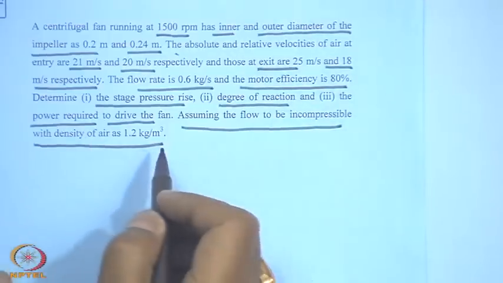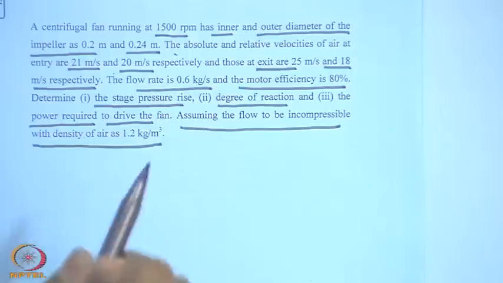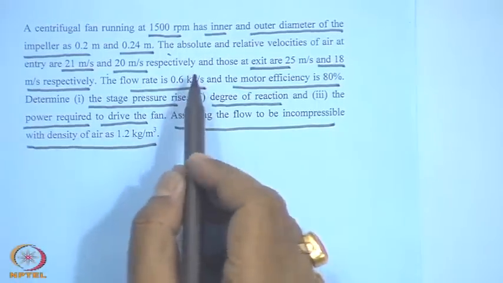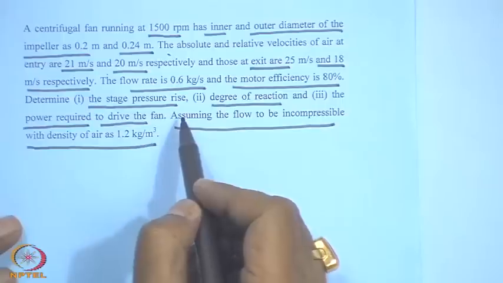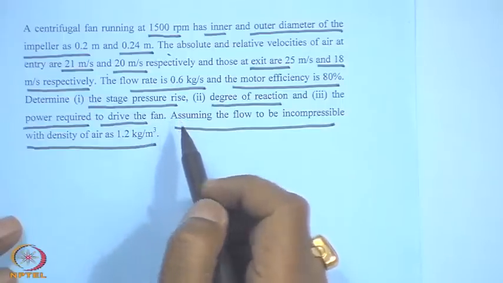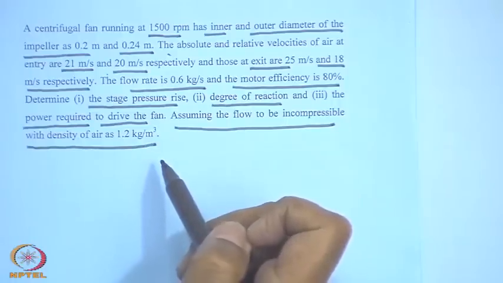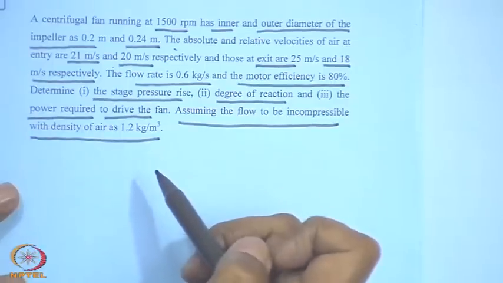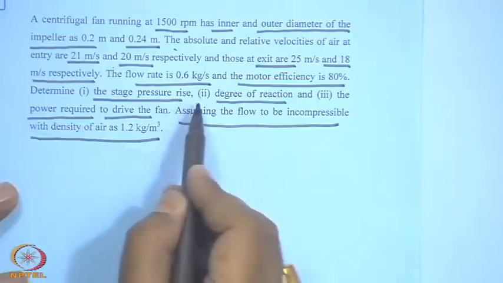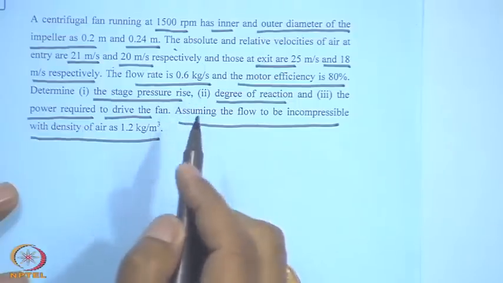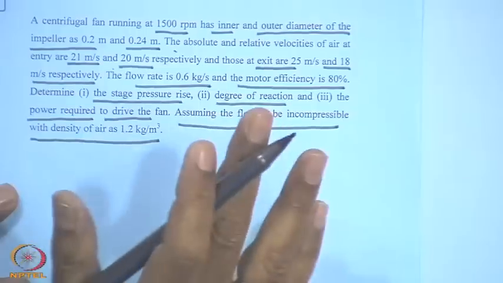Now this problem tells that velocity absolute and relative is given. Now if you recall this type of problem, what you will do? First you have to find out the stage pressure rise. So how to find out the stage pressure rise? Stage pressure rise means the total pressure rise in the stage. So total pressure rise in the stage depends upon the work done, total work done.